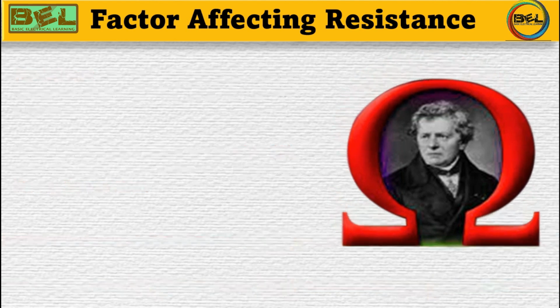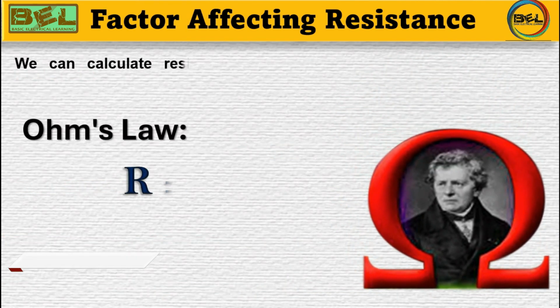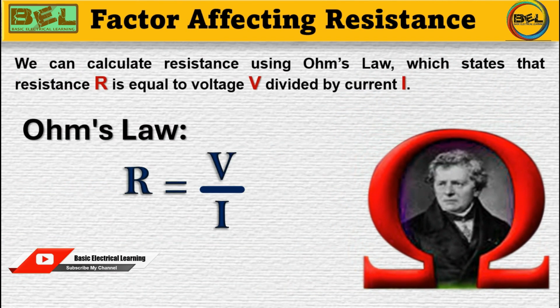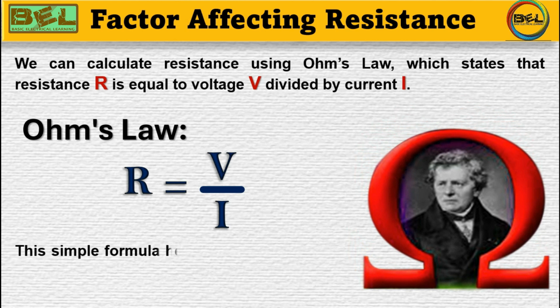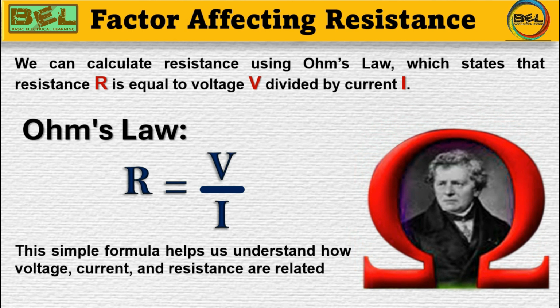The formula for resistance, or Ohm's law. We calculate resistance using Ohm's law, which states that resistance R is equal to voltage V divided by current I. This simple formula helps us understand how voltage, current, and resistance are related.